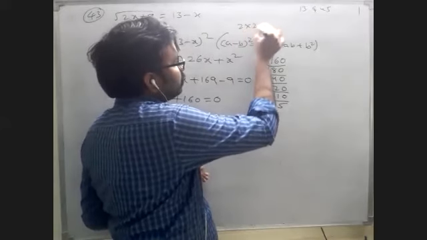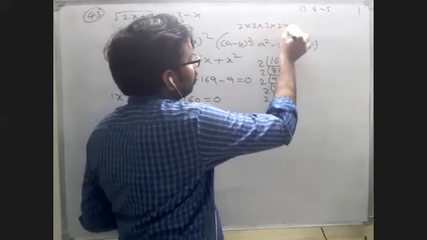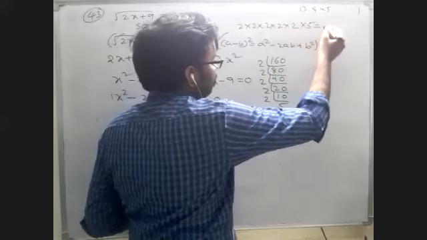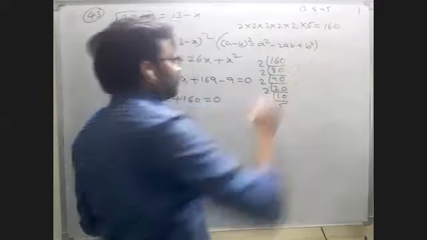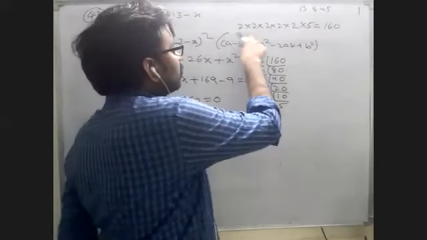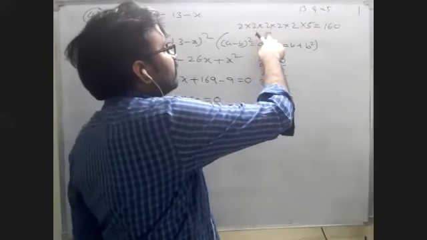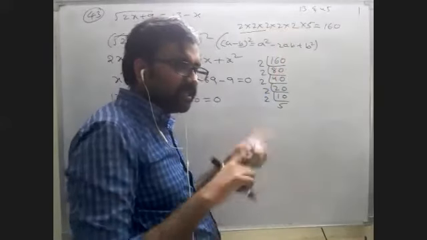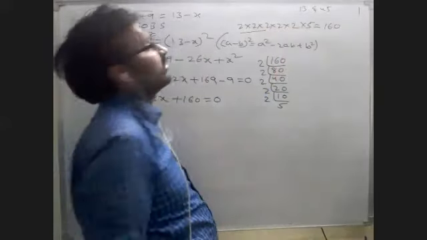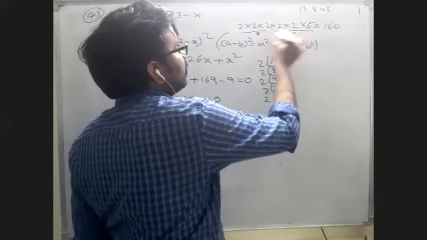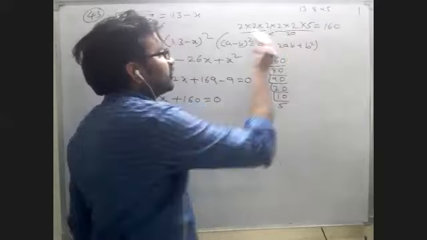2 into 2 into 2 into 2 into 2. 5 twos: 1, 2, 3, 4, 5, into 5 is equal to 160. But here we require what? 28. Now here 2 2s are 4, 4 2s are 8, 8, 2 2s are 4, 4 5s are 20, 28, 28. Yeah, we got here. This is 8, this is 20. 28 and 160, 20 plus 8 is 28.